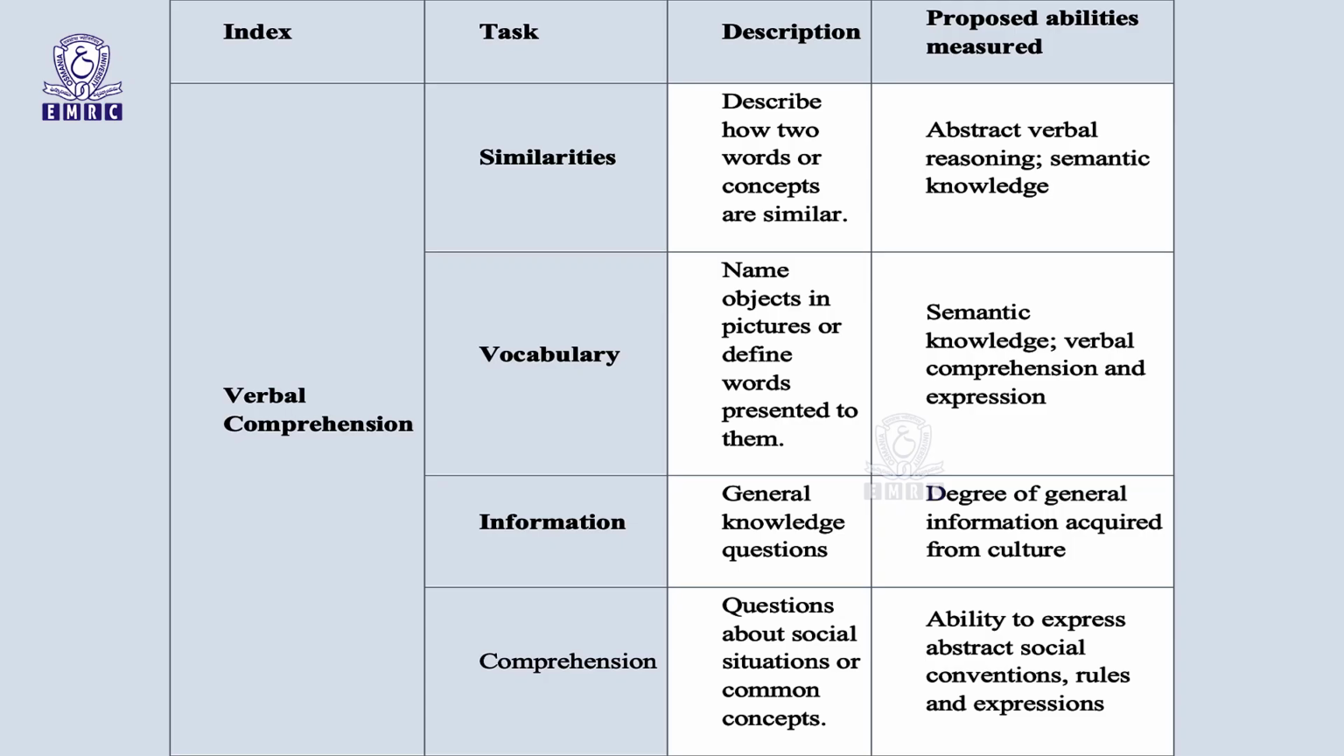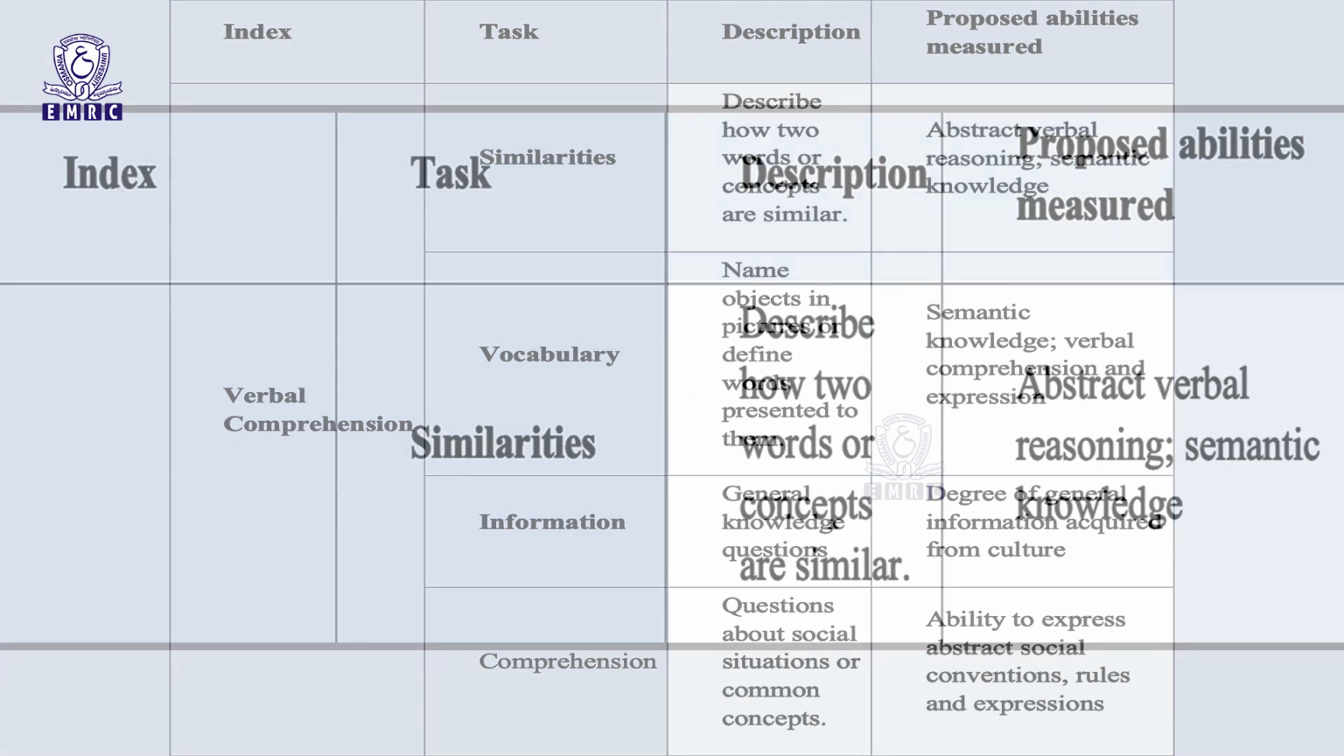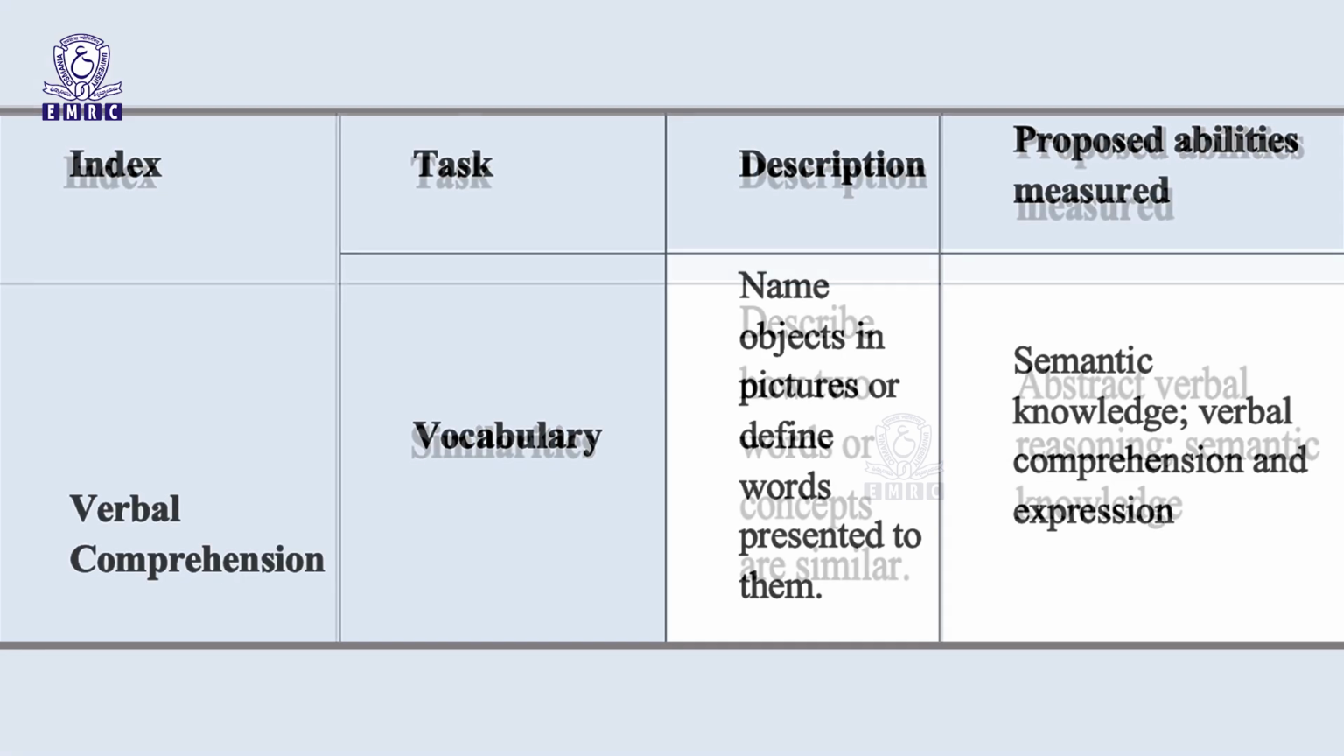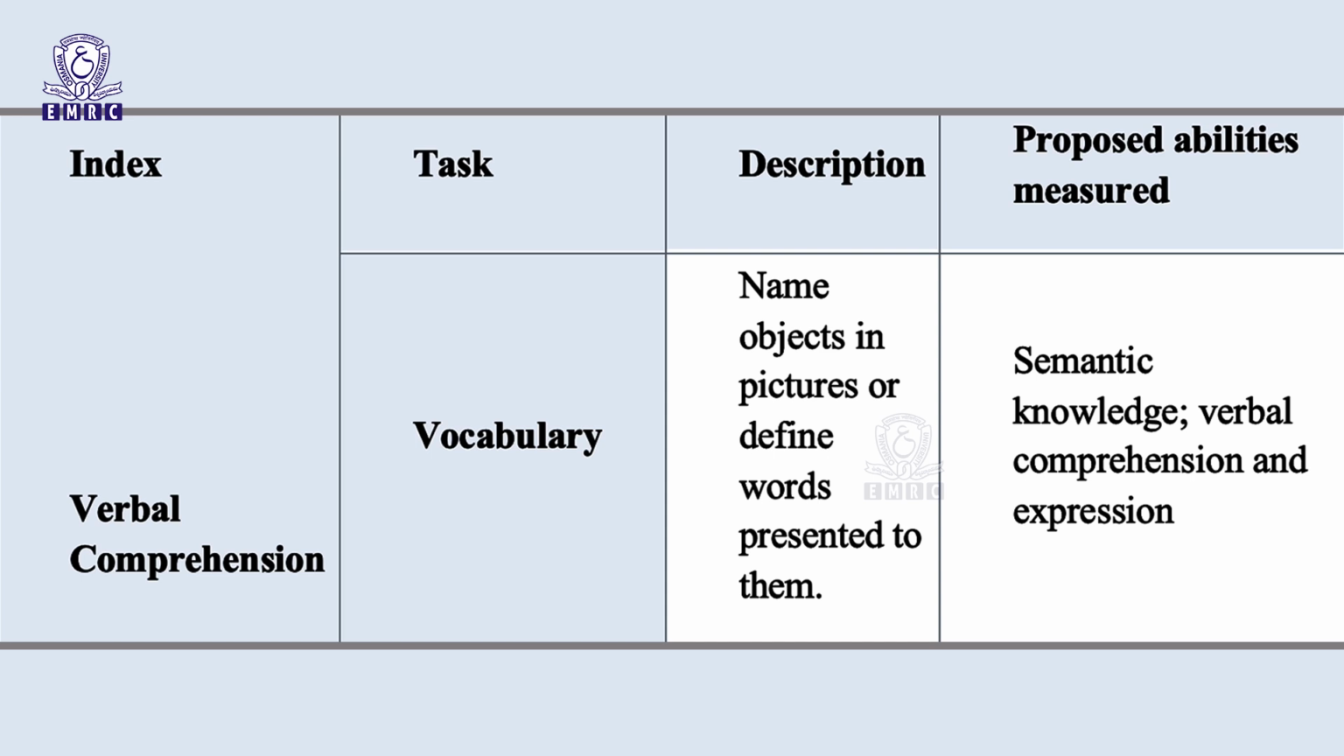This figure talks about task descriptions and the abilities these tasks measure. The table focuses mainly on verbal comprehension. Similarities describe how two words or concepts are similar, and this measures abstract verbal reasoning and semantic knowledge. Vocabulary task: this focuses on naming objects in pictures or defining words that are presented to the individual.